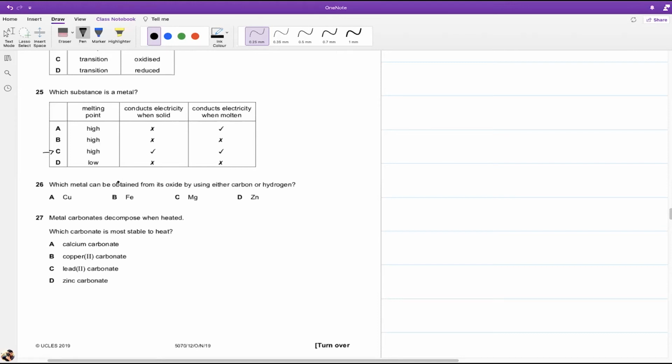Which metal can be obtained from its oxide by either carbon or hydrogen? That means that metal is below carbon and below hydrogen in the reactivity series. So there's only one option here, copper.